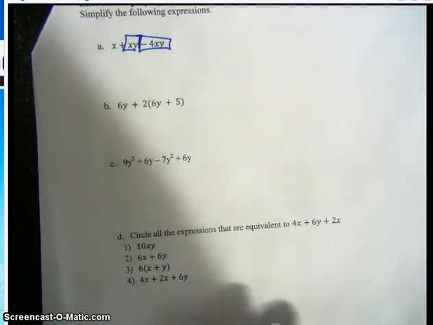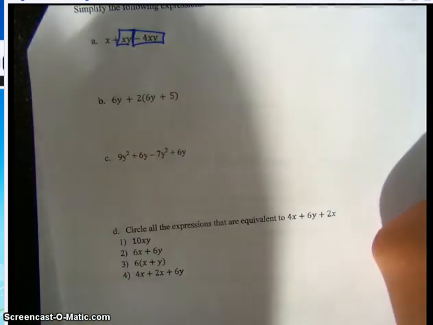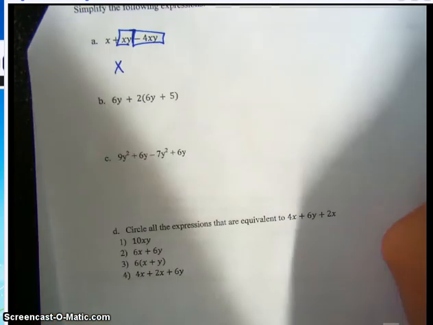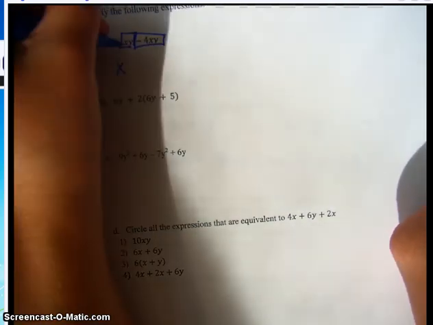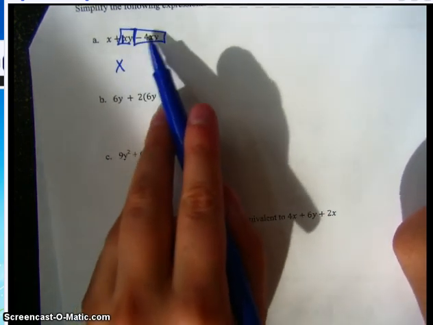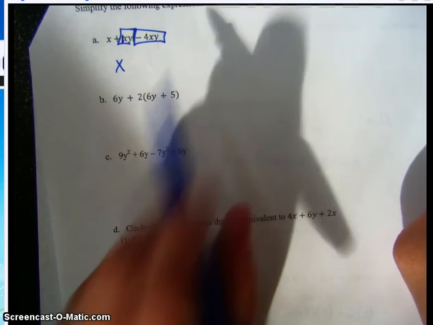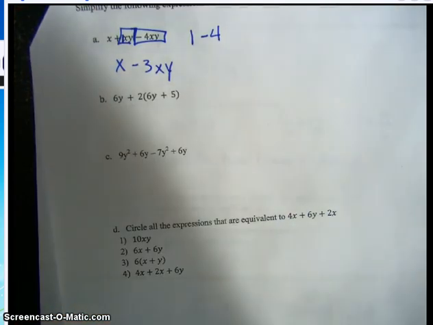So I have xy minus 4xy. Actually, let's start with x. x is all by himself, so we're just going to have x. And then we have xy minus 4xy. So remember, when there's no number in front of the variable, there's that sneaky little 1, that ninja 1. So we're going to take 1, and because this is a subtraction sign, we're going to take 1 minus 4. 1 minus 4 is negative 3, and then we have to add on our xy.